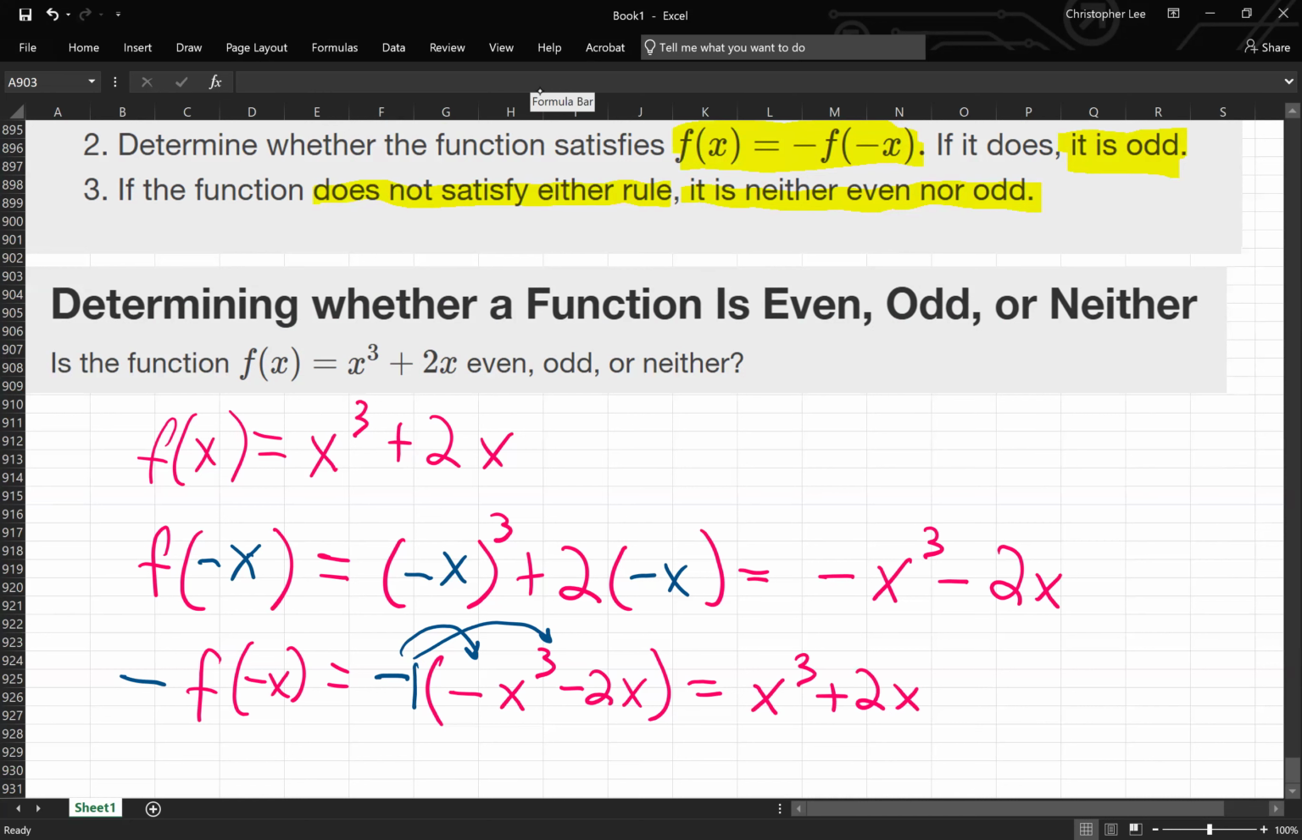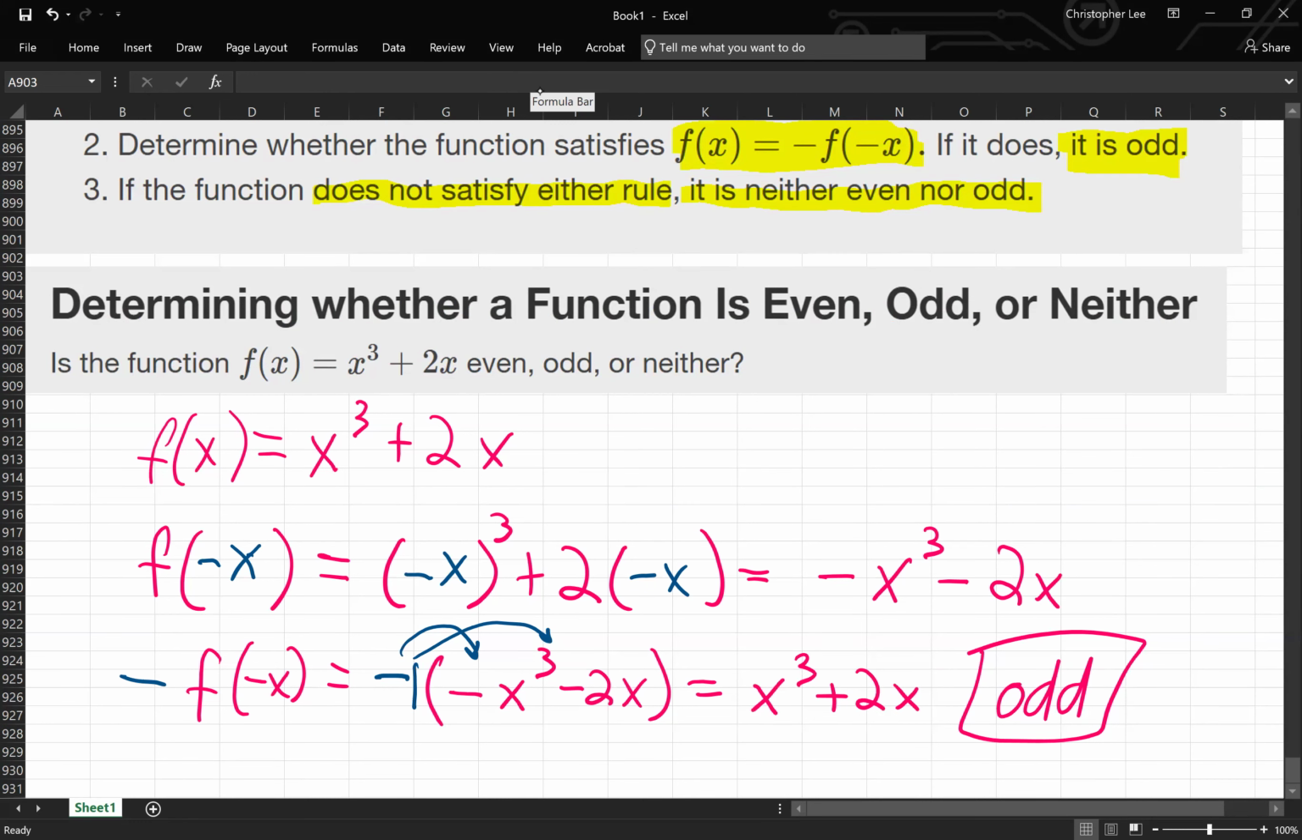Is that the same thing as the original? It is. So what is this? Is it even, odd, or neither? Odd. That's it. I'm done. Easy? Go ahead. All three of the steps here. Or neither. Right.